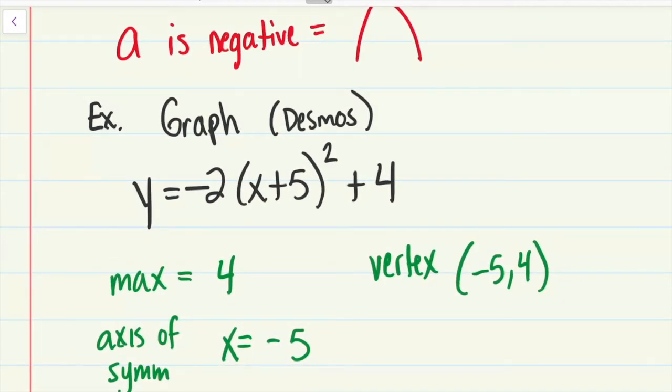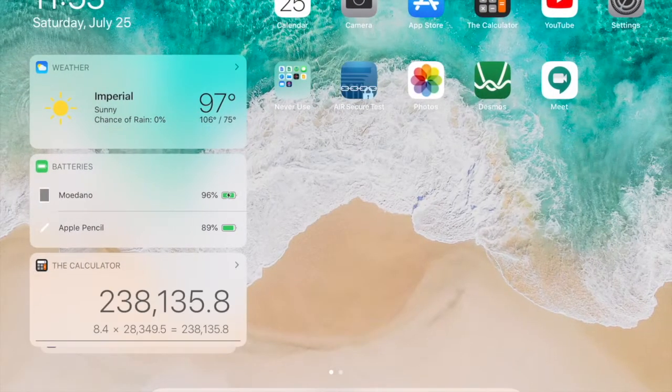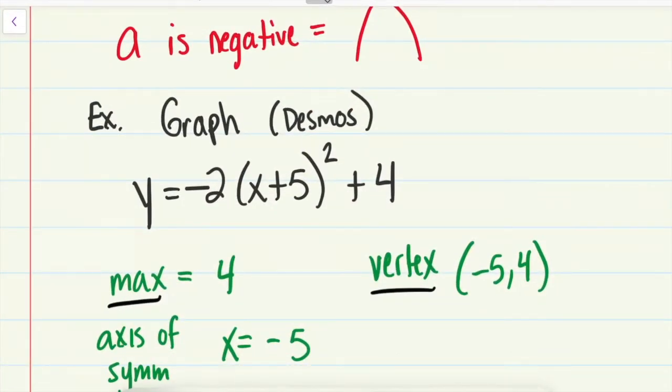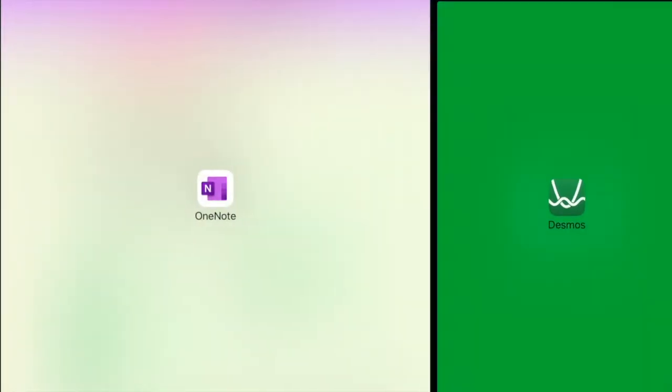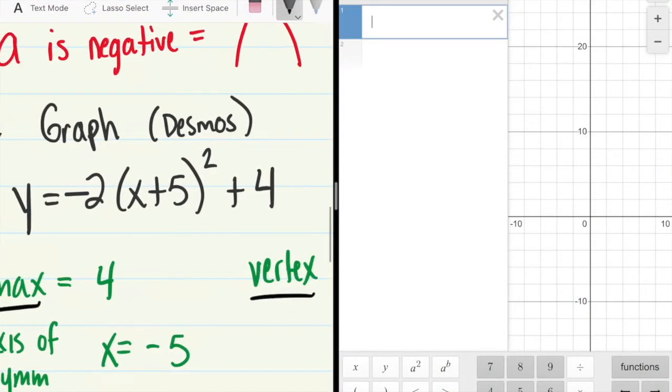For example, I know you already see the answers, but on the homework, if they're asking you to find all these things, the vertex, the max, and the axis of symmetry, simply graph this on Desmos and you're going to see how easy it is. So let's go ahead and do Desmos right now. I'm going to open it and put it side by side so it's easy to spot. There we go. So let's graph this, guys.